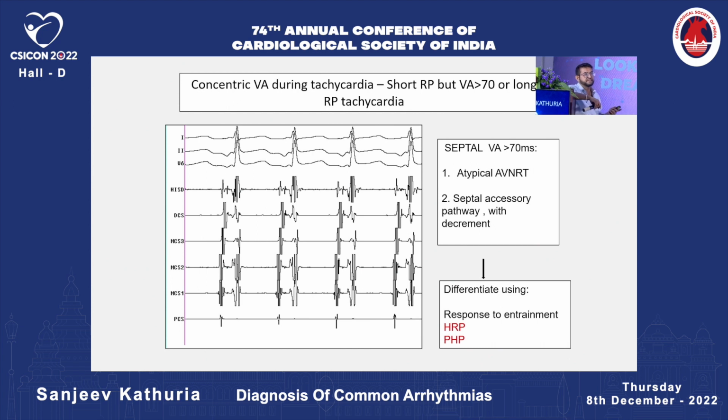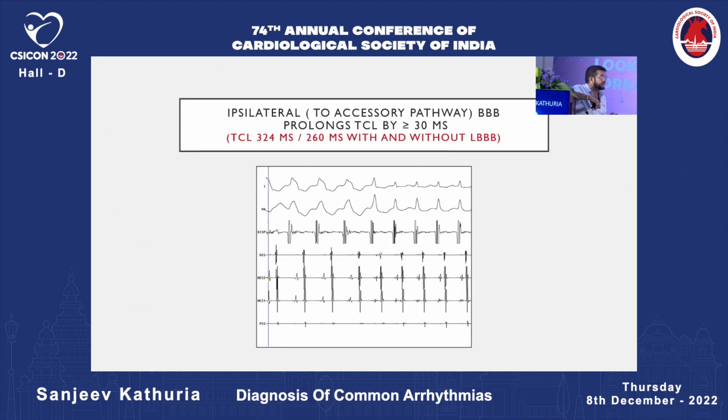In parahisian pacing, you're doing pacing at a high threshold and a low threshold. So if you have a pathway, it doesn't require any threshold. It will always use the same track. So your VA will remain constant, whether you have a high voltage or a low voltage capture. While if it's an AVNRT, if there is no pathway, with a high voltage, you will directly enter into the His. While with a low voltage, you will need to take the track, go from the right bundle, go to the apex and go back. I'll show examples of parahisian pacing, but this is how you will differentiate if you have a long RP tachycardia.